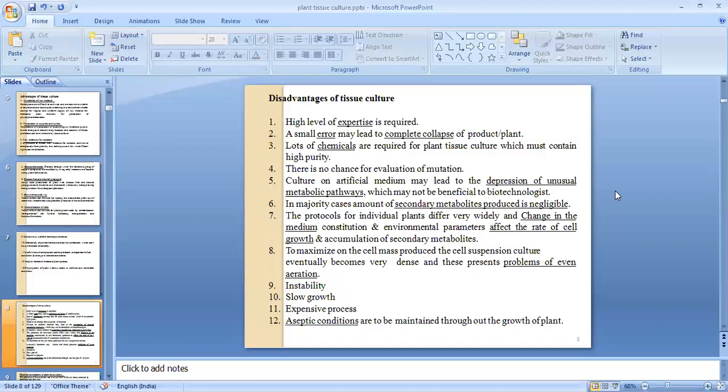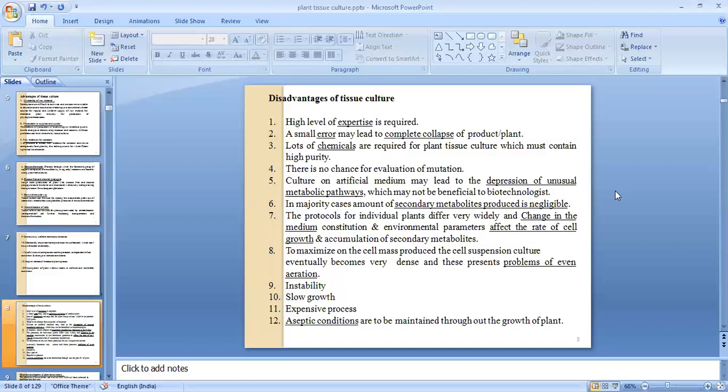Okay, and again there is no chance for mutation over here. And again the culture is made on the artificial medium. So if you are not careful and not maintaining the culture medium, naturally it may sometimes lead to the depression of unusual metabolic pathways, okay, which is not beneficial to the biotechnologist.